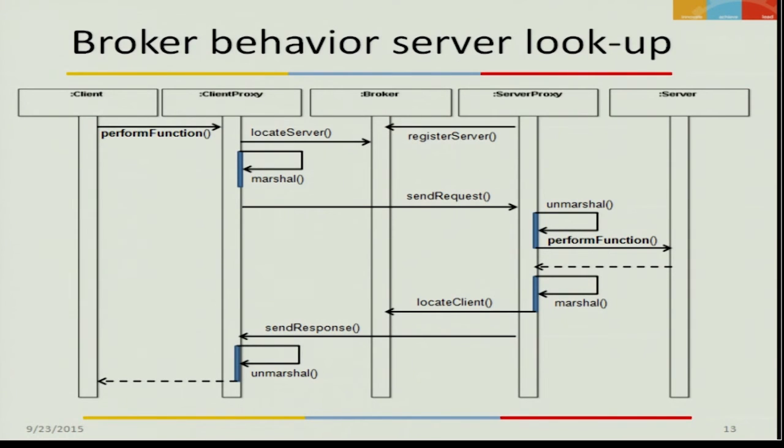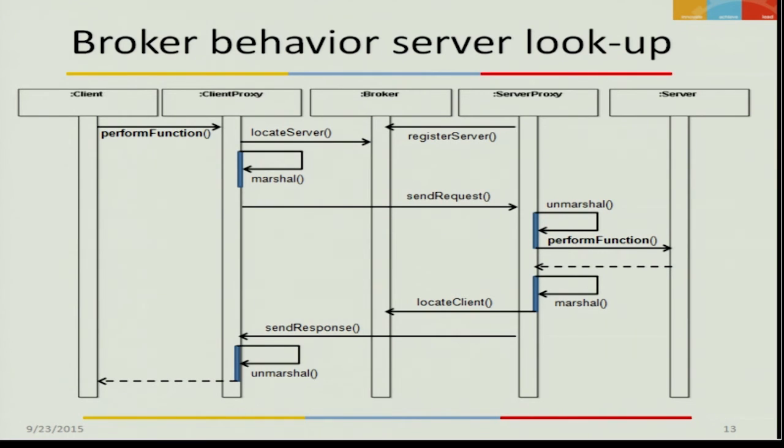Client calls perform function. It is the client proxy that needs to know where the broker is. So client proxy calls the locate server method, and remember that we said these servers need to register. So even before the whole application has started, the server has already registered itself with the broker. So broker knows that there is a server. Once this request comes, it sends the information to the client proxy, and then client proxy directly sends the request data plus the request call to the server proxy.